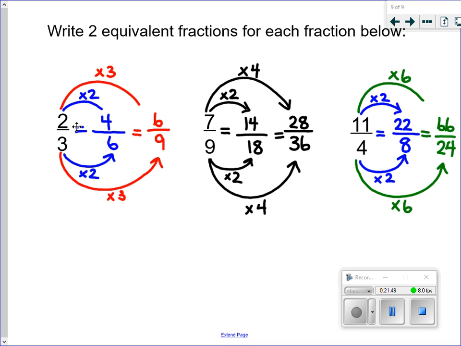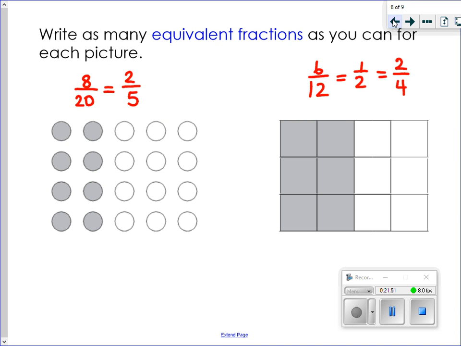Okay? Now I just want to show you one other thing before our time is up. So if finding equivalent fractions can be found by multiplying your numerator and denominator by the same thing, you also can divide the numerator and the denominator by the same thing. So look back at this example here. 8/20 is equivalent to 2/5.